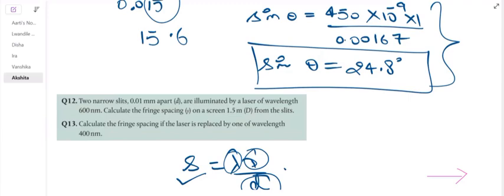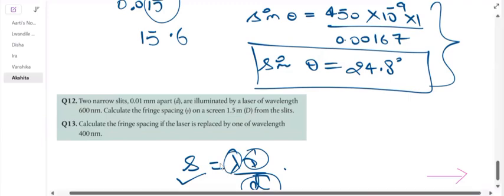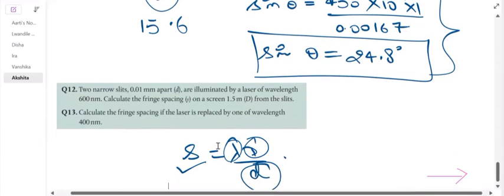Is there a third question? Oh, this is it. Okay. The last one had the 6 into 10 to the power minus 5. Yes, ma'am. Okay. Done. So let's do the next part now.